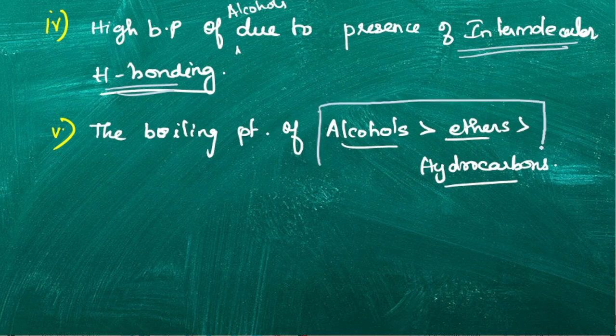Next, the order of boiling points is also very, very important. For some questions, they will give you certain compounds and ask you to arrange them in increasing or decreasing order of boiling point. So for that you should know this. Alcohols will have a higher boiling point than ethers. Next, ethers will have a higher boiling point than hydrocarbons, but less than alcohols. This you have to remember for some variety of questions. Now, moving to the next topic called solubility.